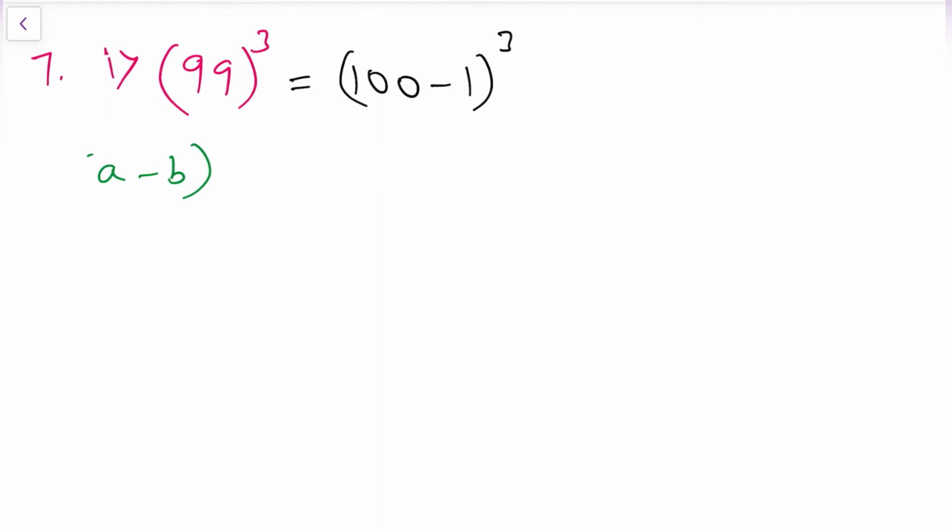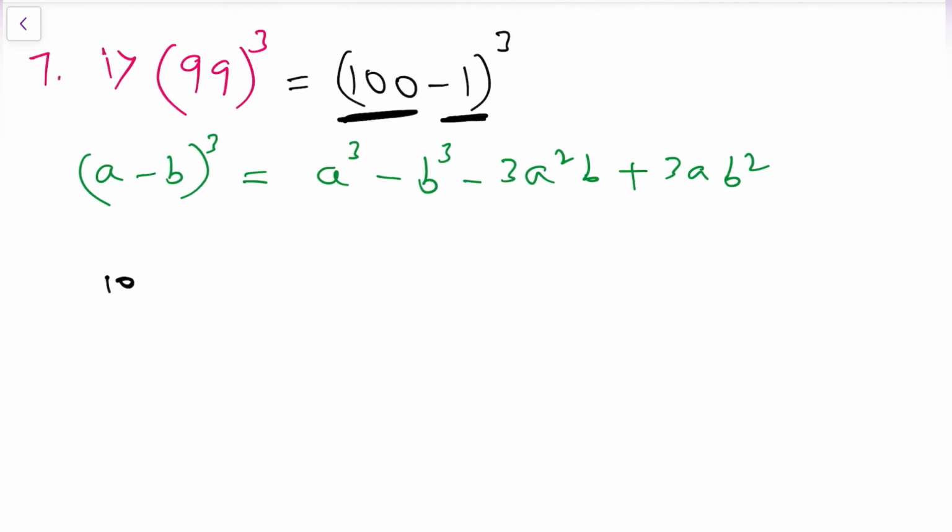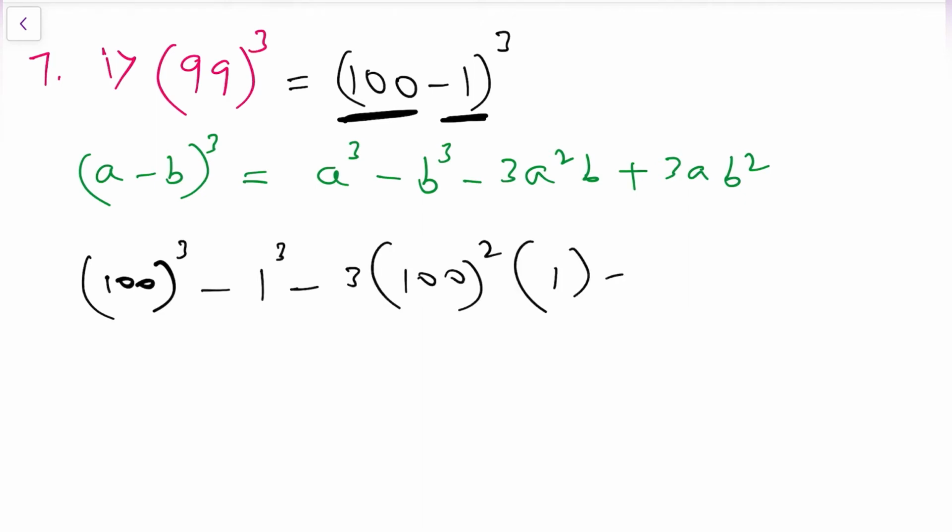So a minus b whole cube is equal to a cube minus b cube minus 3a square b plus 3ab square. So here in the place of a we have 100, in the place of b we have 1. So let us substitute now. 100 cube minus 1 cube minus 3 into a square, that is 100 square, into b, 1, plus 3 into a, 100, into b square, that is 1 square.